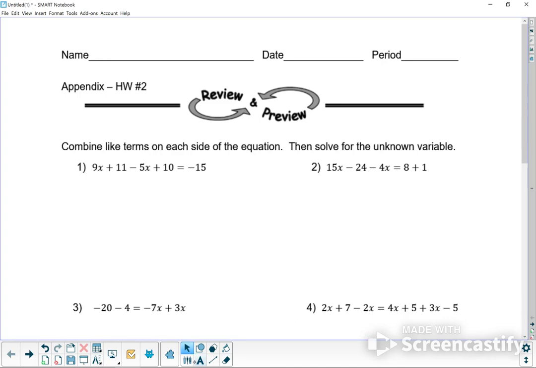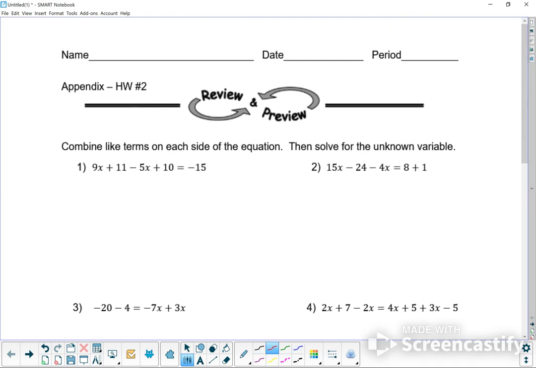All right, let's get going on this, everyone. I have a few minutes so I can get this done. So this is the appendix chapter, homework number 2. Right now, these are definitely a lot harder than what we did in class, and you're gonna have to start using your skills.